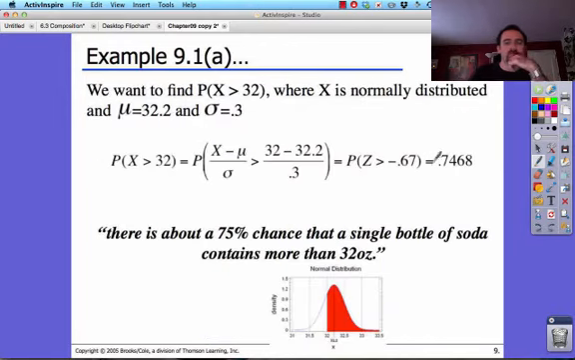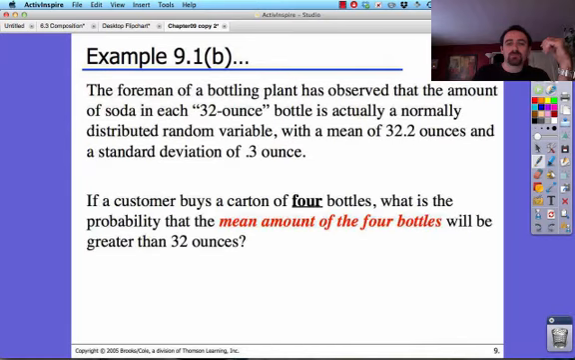Here's the same thing. So x is normally distributed, mean of 32.2, standard deviation of 0.3. We're looking for the chance that x is bigger than 32. If you'd done it with a z-score, you could have done a z-score of negative 0.67 and found the probability is 0.7468. Just the same thing we've been doing. There's about a 75% chance that a single bottle of soda contains more than 32 ounces.